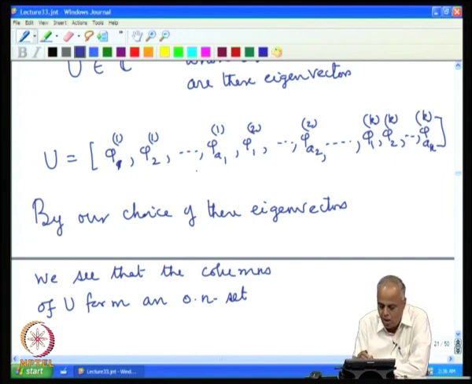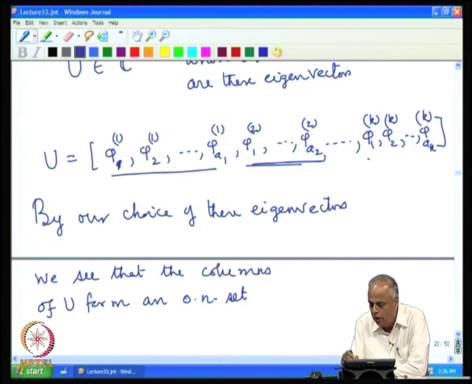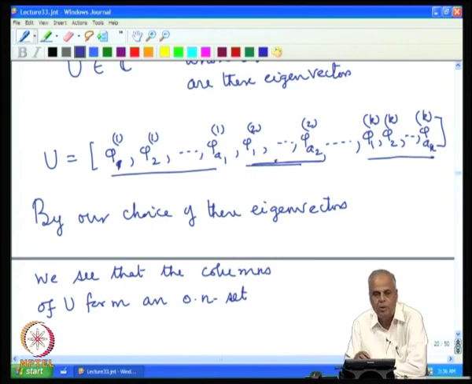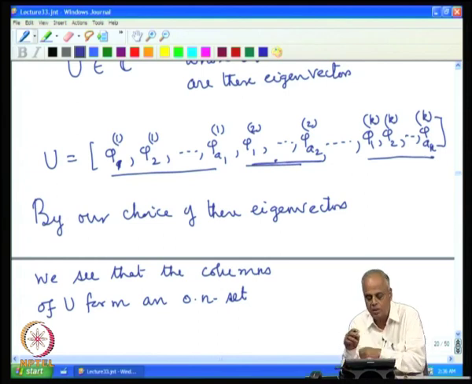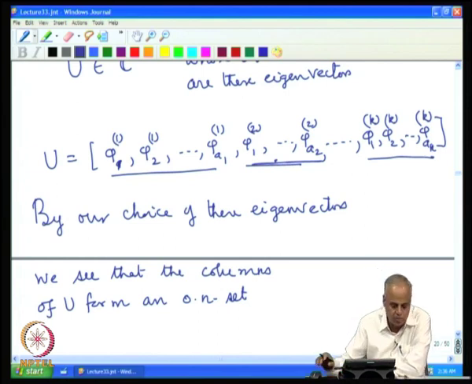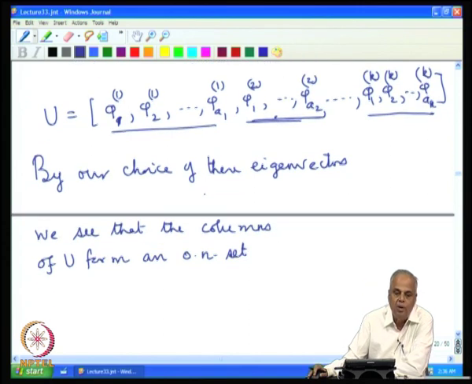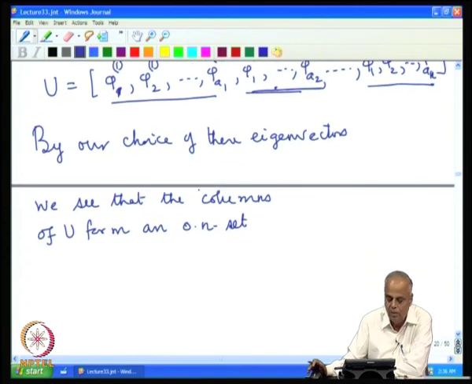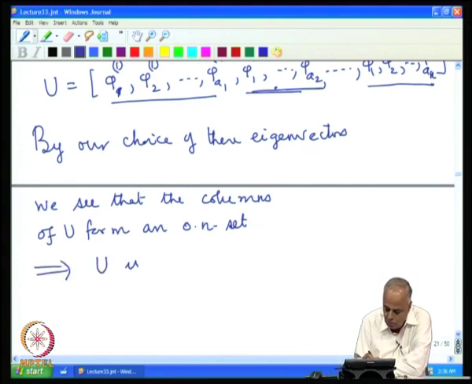Because these are all orthonormal basis for W 1, the next a 2 are orthonormal basis for W 2 and these are all orthonormal basis for W k, and these vectors and these vectors are orthonormal because when r is not equal to j, W j vectors are orthogonal to W r vectors. So, they form an orthonormal set. If the columns form an orthonormal set, we know that the matrix must be unitary. That implies U is a unitary matrix.